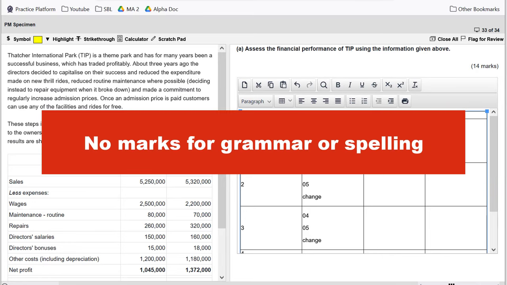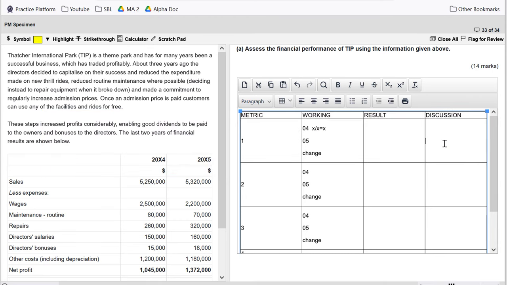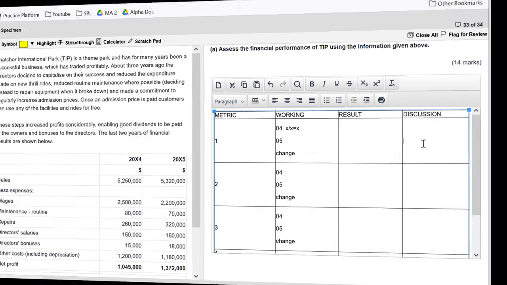Remember, there are no marks for grammar, no marks for spelling. So move quickly. Avoid the academic approach. Avoid wordsmithing. Just make your point in simple, direct language. Keep it moving. Hit next.